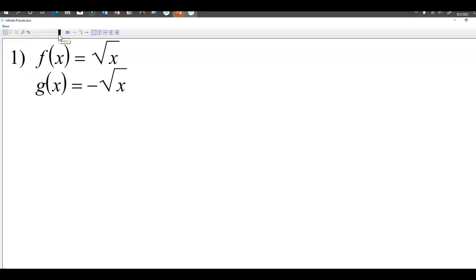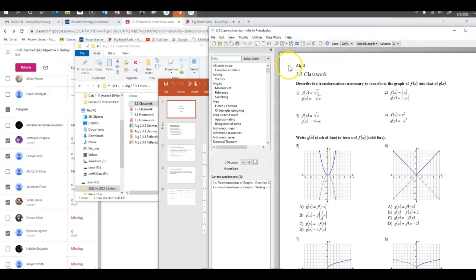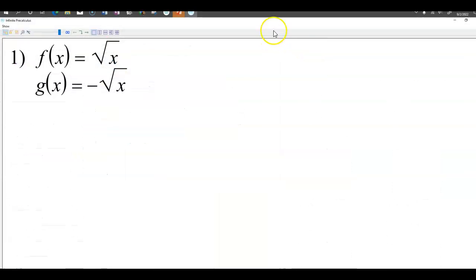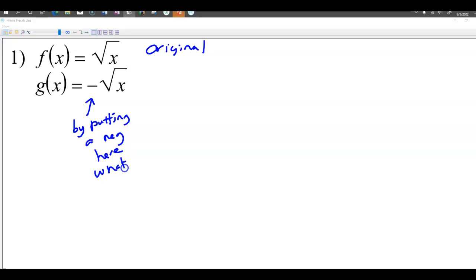So this one, the question is basically asking us, for some reason the directions aren't there. Hopefully it's on, is it on your guys'? Yeah. It says describe the transformation. So in other words, just tell me what's going on there. So here's my original function. F of x equals this. This is the original one. Okay? And the question is, by putting a negative here, what transformation occurs?